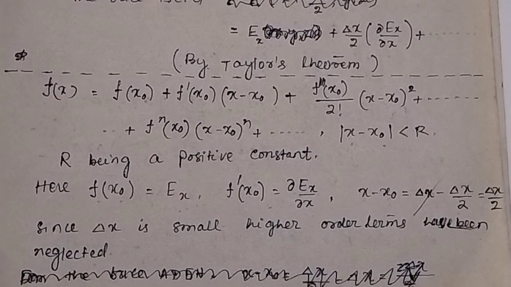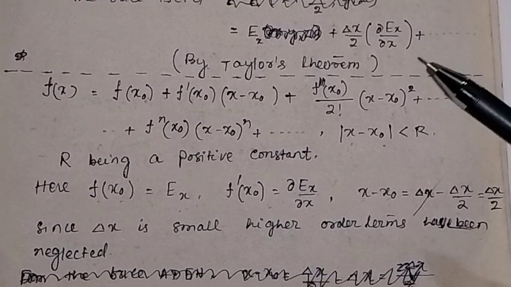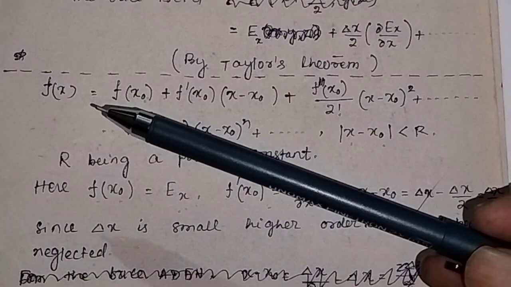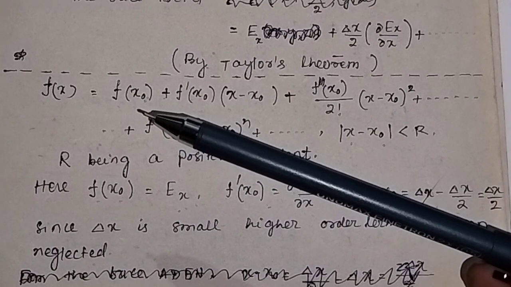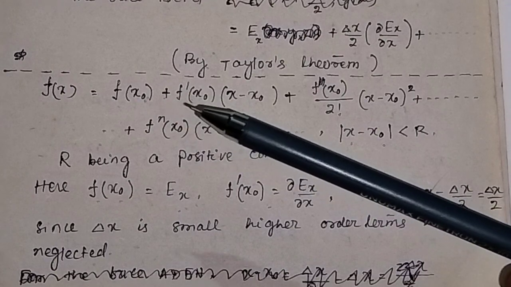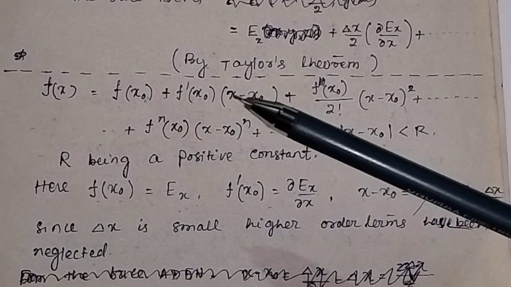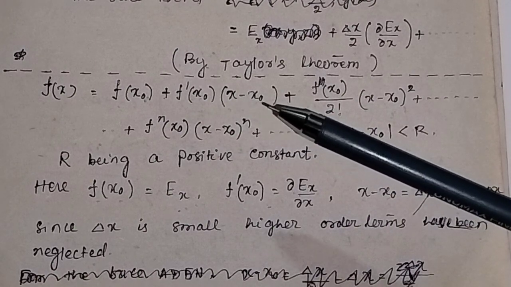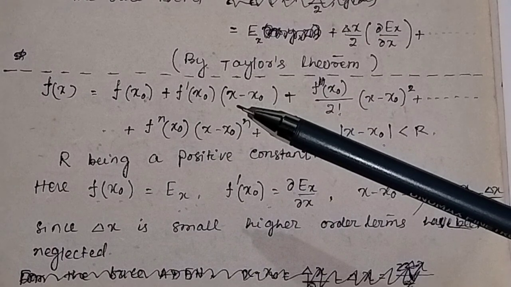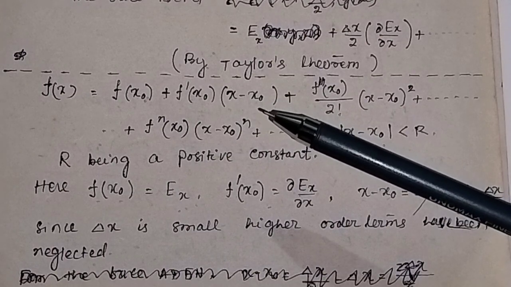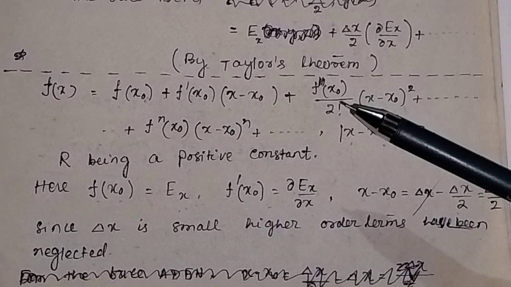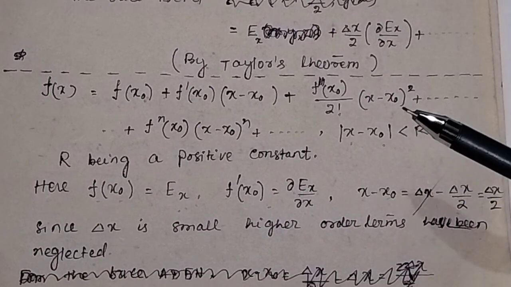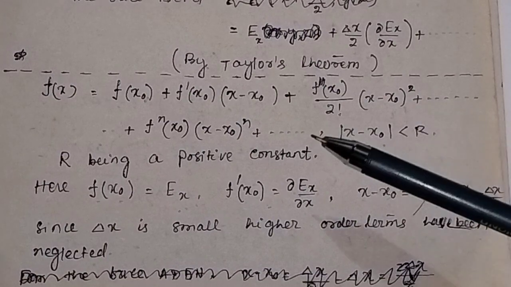To find out the electric field, you have to apply the Taylor series, and by Taylor's theorem, this is the expansion. If you have a function f(x), then the first term will be equal to f(x0), the second term will be equal to f'(x0)(x minus x0). Here x0 is a point very close to the point x, so this is the difference, x minus x0. The third term is f''(x0) divided by factorial 2 times (x minus x0) whole square, like this.